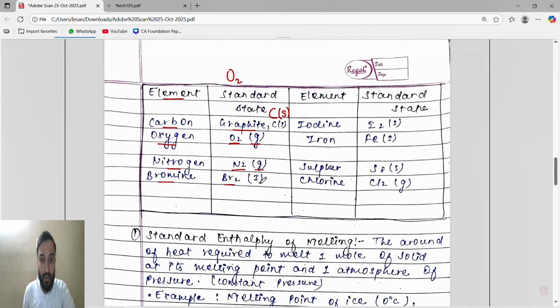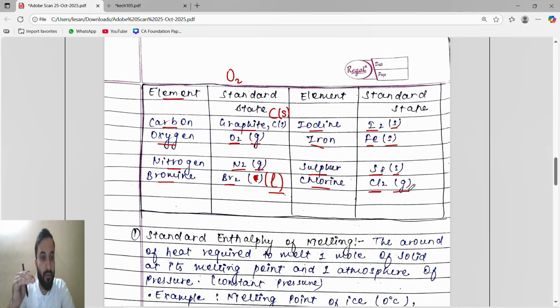Bromine, Br2 in liquid form. Element iodine, I2 in solid form. Iron, Fe in solid form. Sulfur, S8 in solid form. Chlorine, Cl2 in gas form. These are the elements whose standard state you have to know, so that it will be easy for us to solve the problems, otherwise it will become a problem.